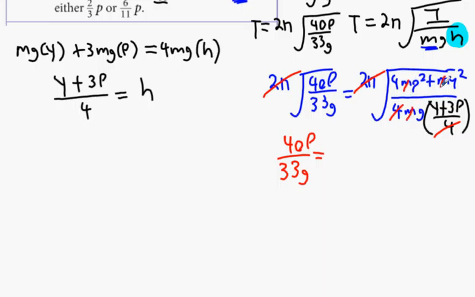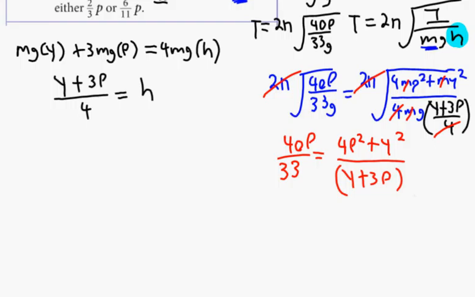And 4p squared plus y squared all over y plus 3p times g, and as predicted the g's can cancel. Now we're left with something like this. So look, it's just a matter of getting a quadratic equation now, so we'll just continue on.